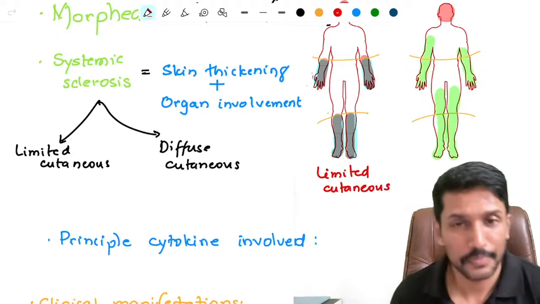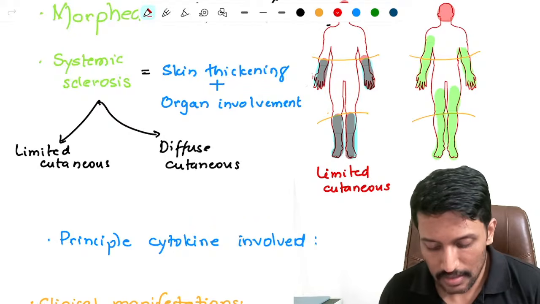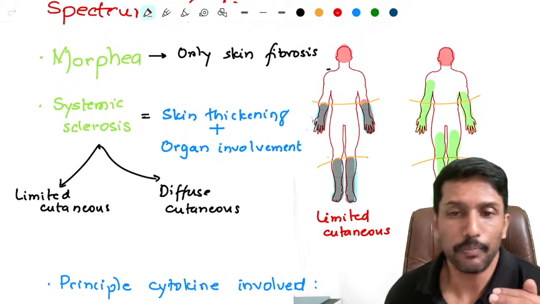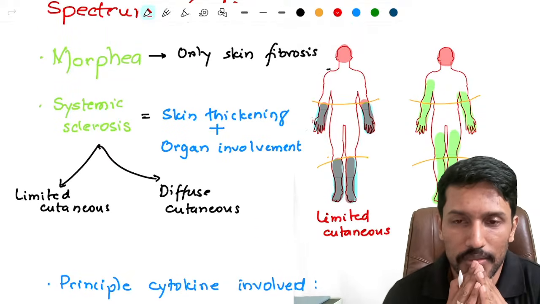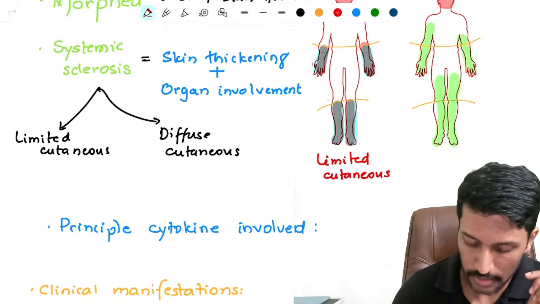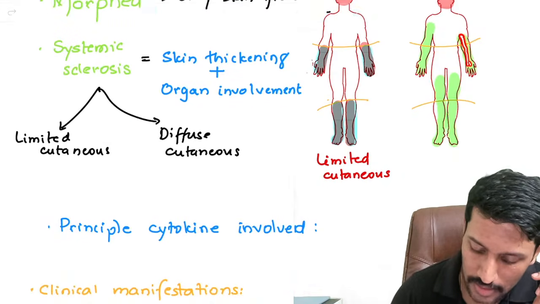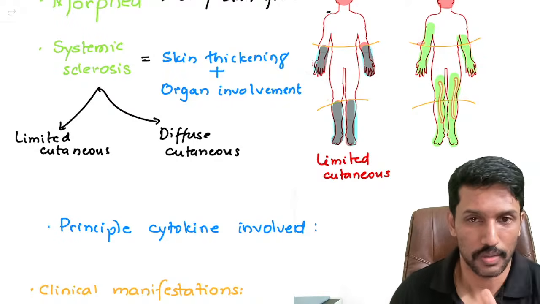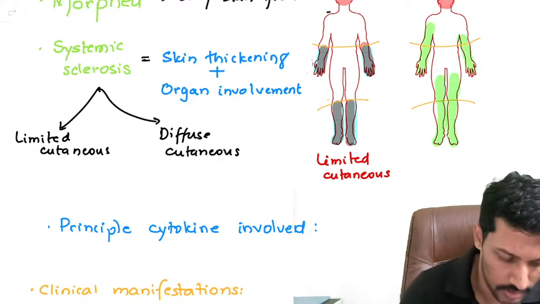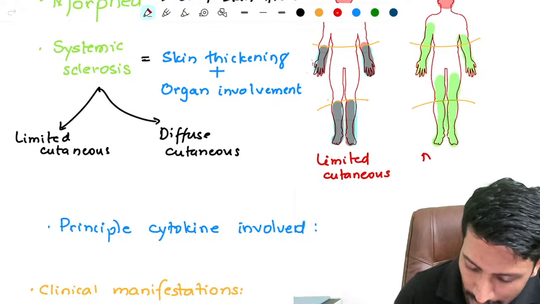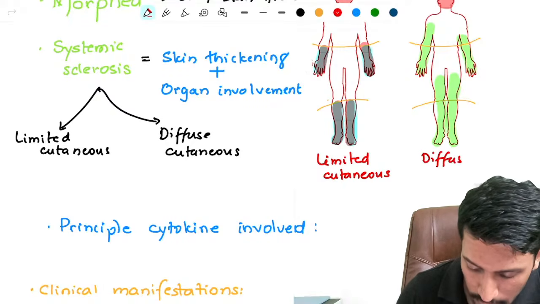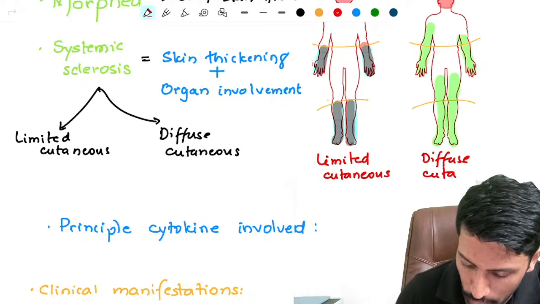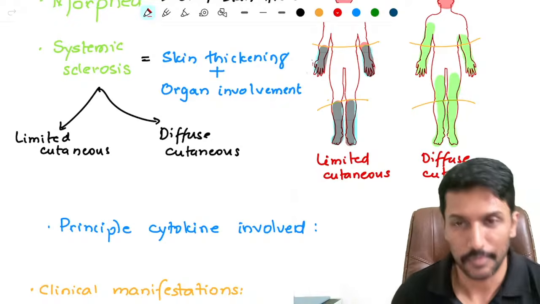And if the skin involvement extends proximal to the elbow and the knee joints, like you see in this image, where the skin thickness is extended proximal to the elbow joint and proximal to the knee joint, then we will call it diffuse cutaneous. And in both cases, limited as well as diffuse, you can have involvement of facial skin.